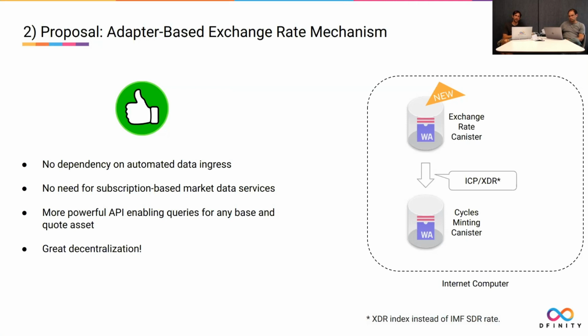And you can ask for the exchange rate of any cryptocurrency compared to any other cryptocurrency or a fiat currency. And since it's simply run by a canister, it will be open source. Yeah, no dependency on any centralized entity. Of course, it offers great decentralization as well, which is the main goal.